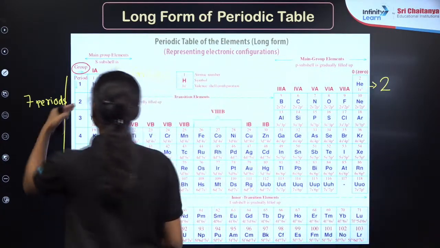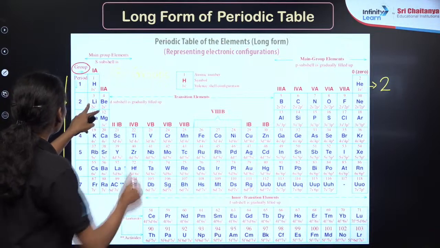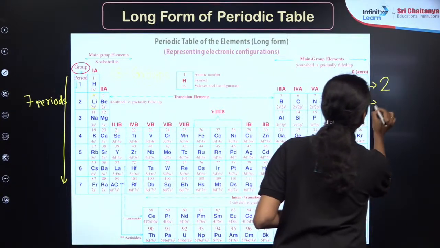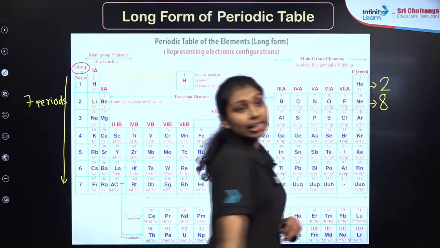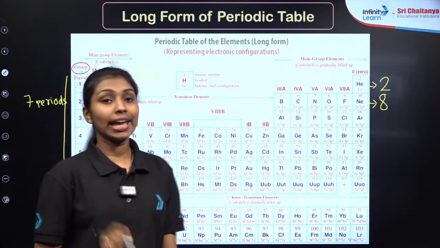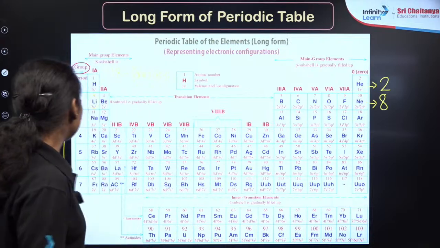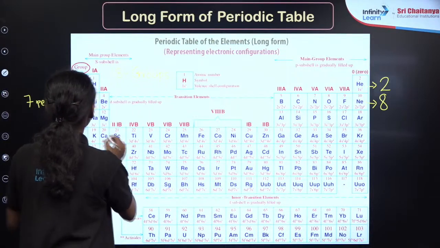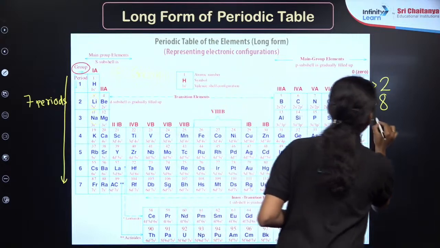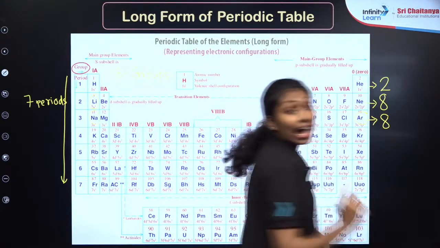Now let me move to the next period, that is the second period. It starts from lithium, right? Lithium to neon, including 8 elements. Clear? 8 elements are present over here in the second period, starting from lithium and ending with neon. Then let me move to the third period, starting from sodium and ending with argon, having again 8 elements, right? Again 8 elements.